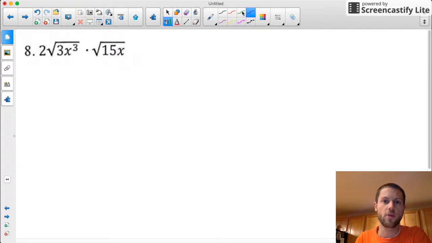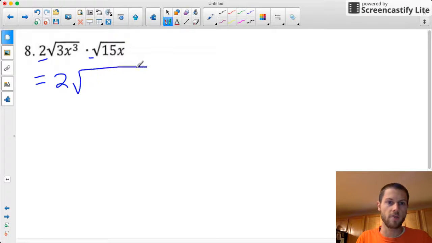All right, for this problem here, we're going to multiply two radicals together. So to do that, we are going to just multiply the stuff on the outside, and then we're going to multiply the stuff on the inside. So as far as the numbers on the outside, I just have a 2 and really nothing here. So that's like a 2 times a 1, so that stays. And then on the inside of my radical, I've got 3 times 15, so that's 45.